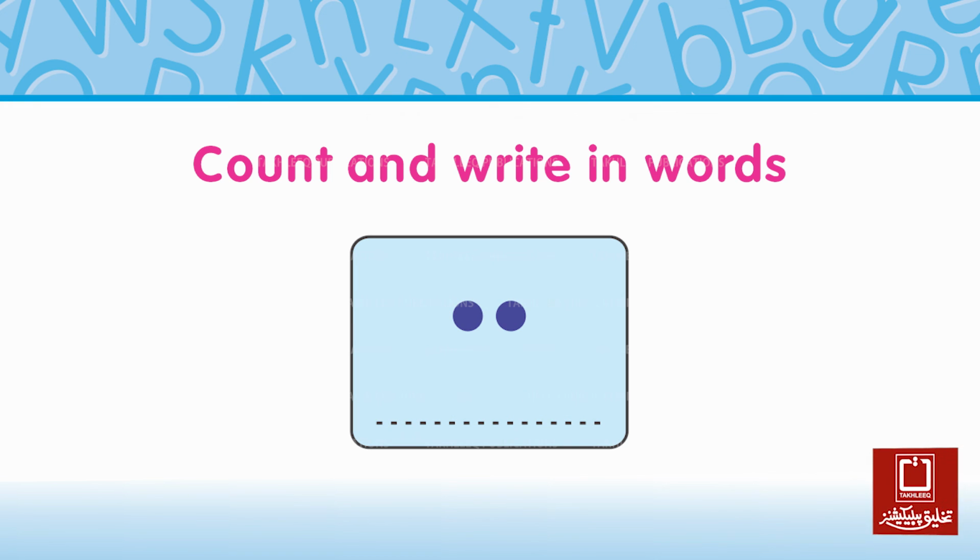1, 2. Here are 2 dots. The spellings of 2 are T, W, O. So we write here T, W, O.